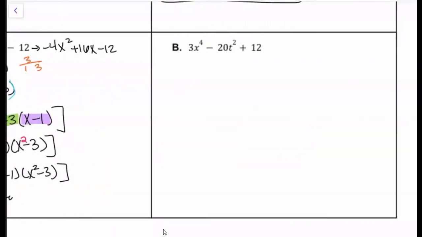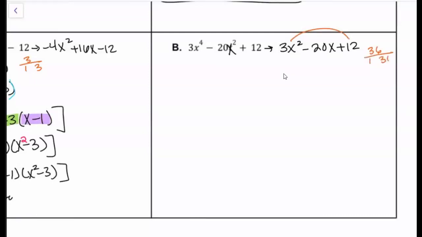Our last problem is 3x to the 4th power minus 20x squared plus 12. So, same idea. I'm going to turn it just into a quadratic problem for now, and I'll just put in my x squareds back in at the end. So I'll solve it like a regular quadratic problem. Multiply my first and last term. 3 times 12 is 36.